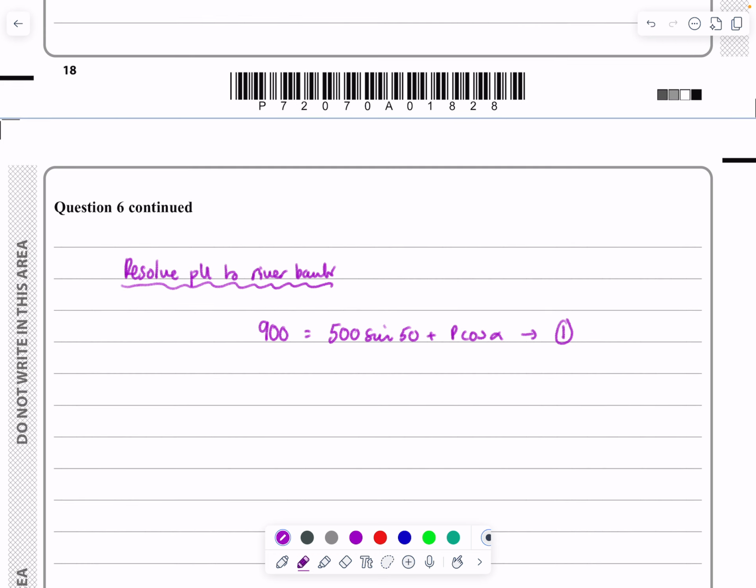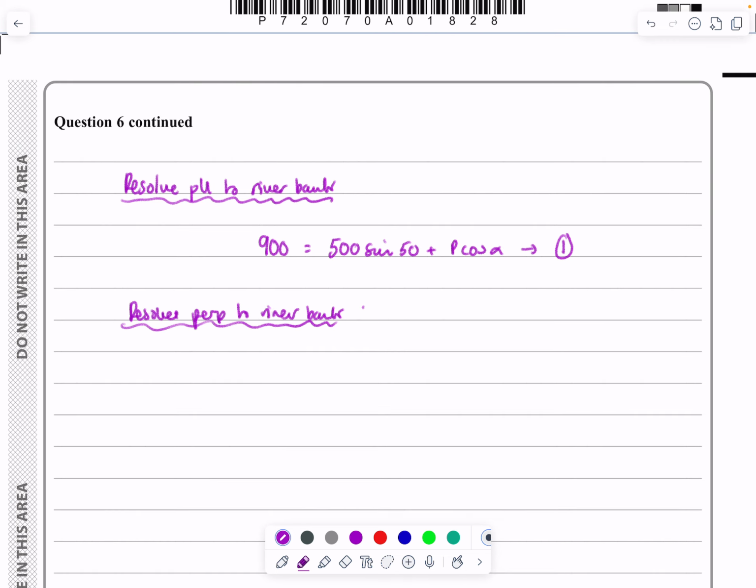Then if I resolve perpendicular to the riverbank, handwriting is awful there, but it's good enough to get by here. We're going to get that 500 cos 50 balances out with P sine alpha. They're equal to each other.